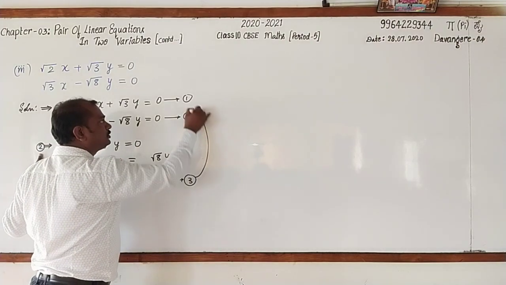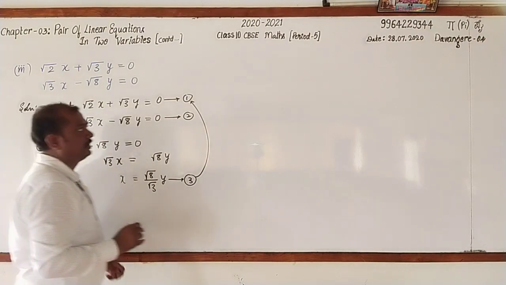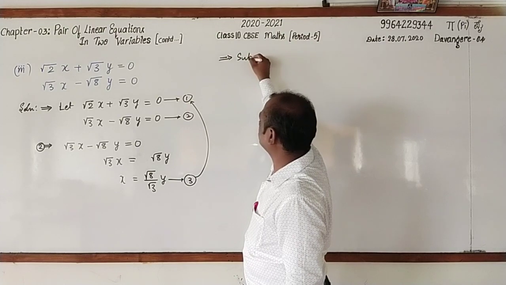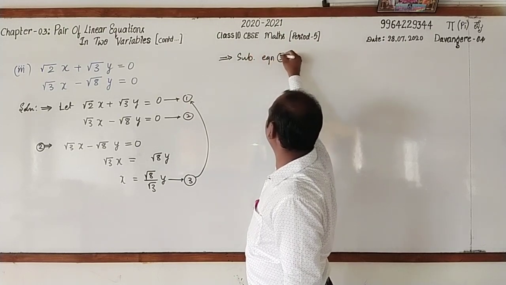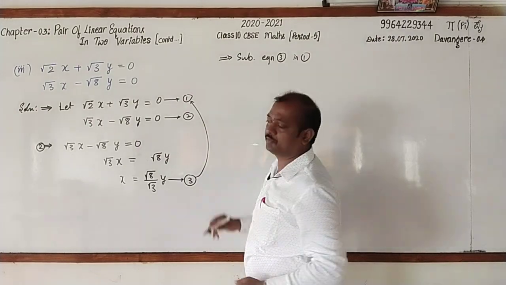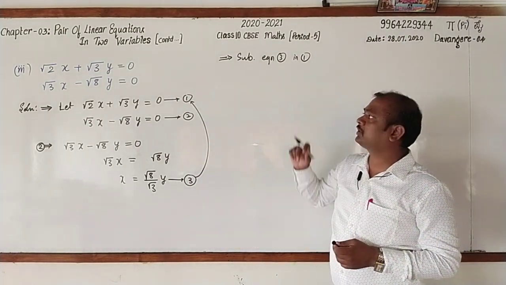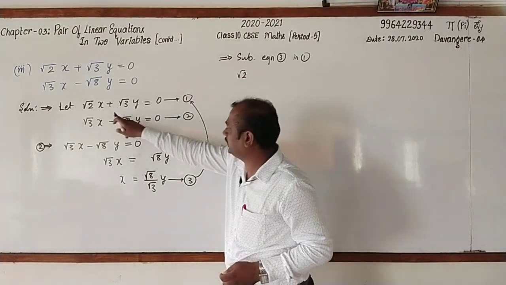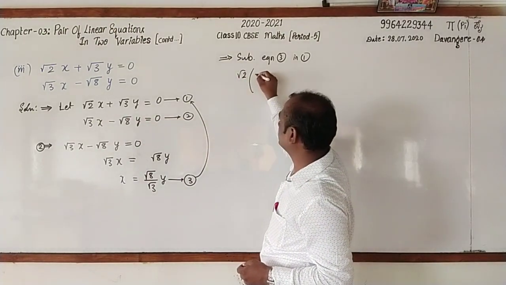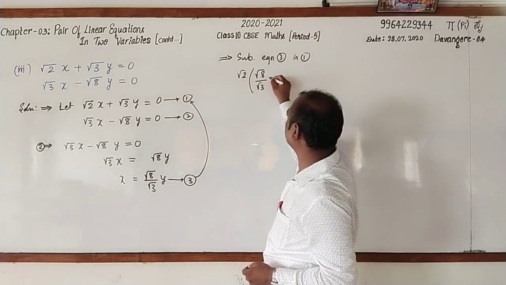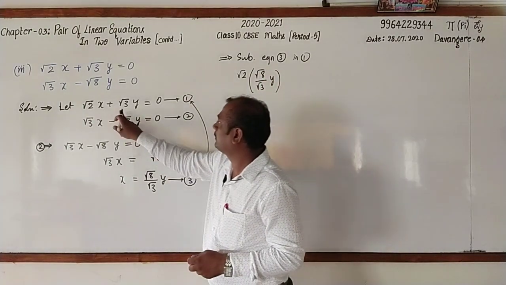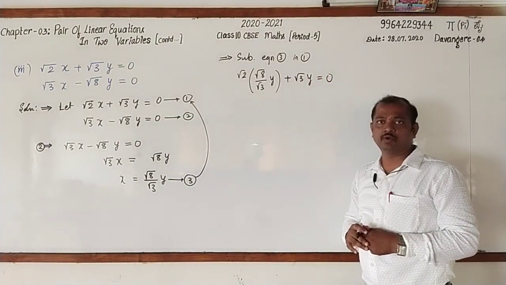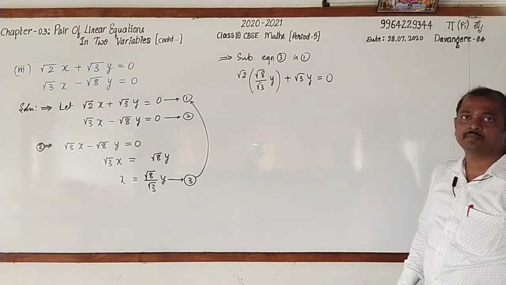Hence it should be substituted in 1. So here I'll write. What should be written? Substitute equation 3 in equation 1. Written up. How do you write the next step? Equation 1 is root 2 into x. What is x? It is root 8 by root 3 into y plus root 3 into y. This is equal to 0. Check whether you have written the same.